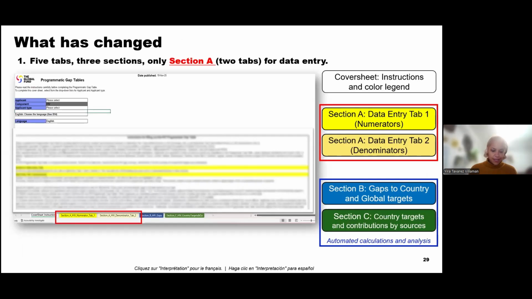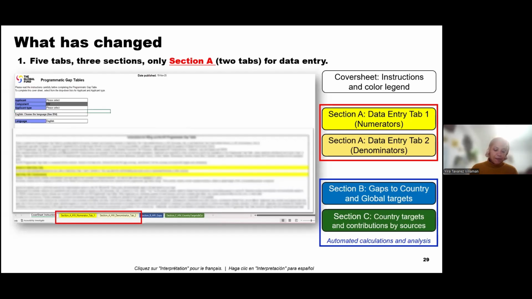The HIV and TB programmatic gap tables are provided as two separate Excel files, but they share the same structure. Each file includes 5 tabs, moving from guidance and data entry to automated gap analysis and contributions. The first tab is the cover sheet. It provides step-by-step instructions and a color legend that helps applicants to identify errors and highlight critical gaps based on the data entered.